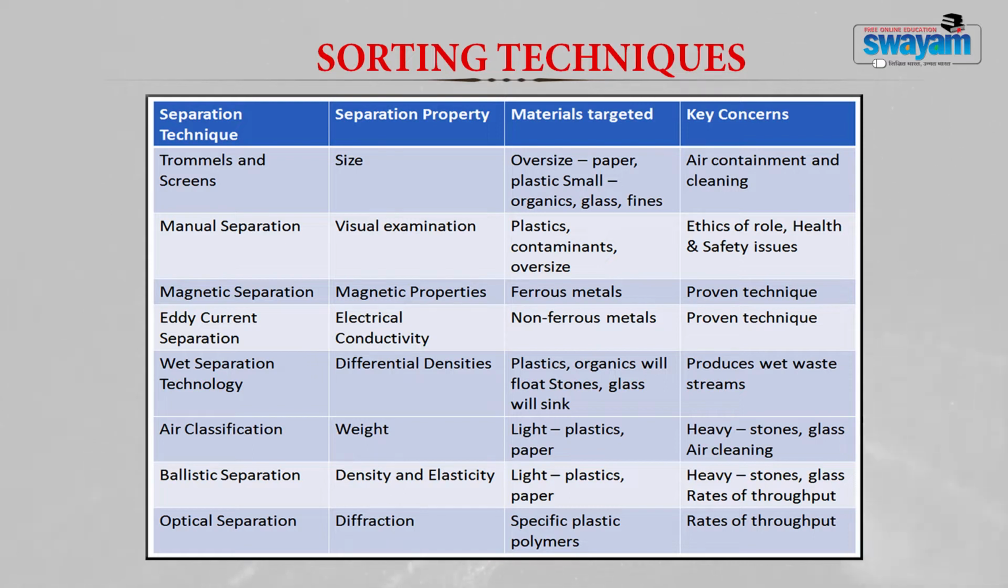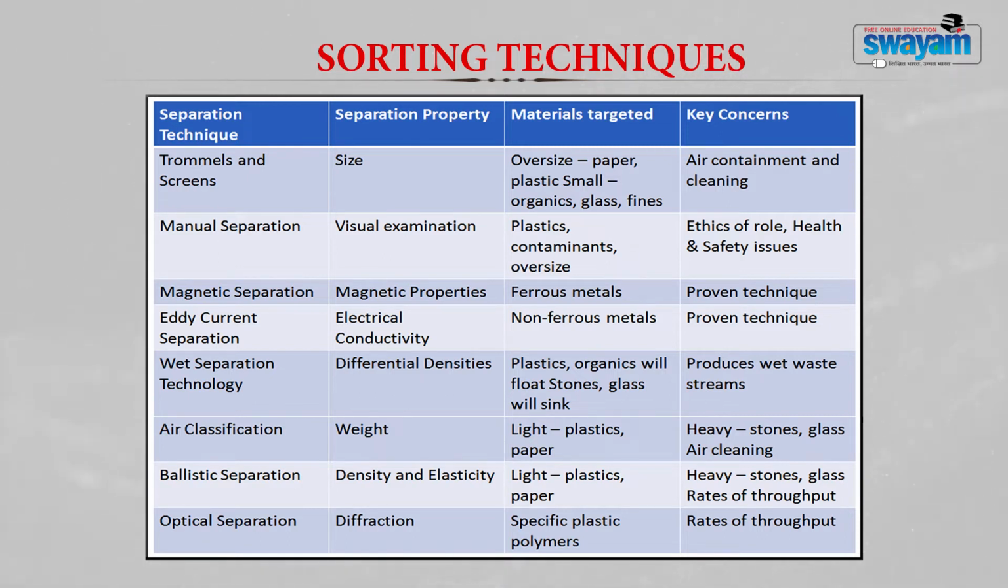Wet separation technology, again due to differential density, the materials are separated. Here plastics, organics, stones, glass and all will be separated, because of density heavier materials will sink down and the lighter materials will be on top, and you can separate them out. Now, the key concern is that at the end of the process a wet waste stream is produced.